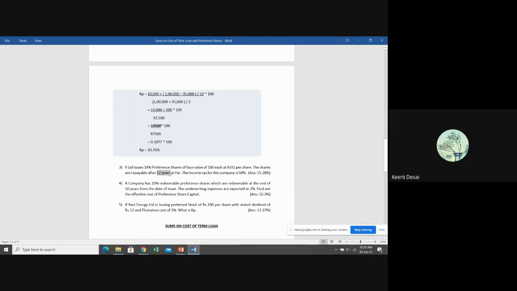12 years. Okay, now they are redeemed at par. So what is going to be your redemption value? What is going to be your RV? Face value. What is going to be your RV? 100 rupees. Yes. The income tax for this company is 50%.